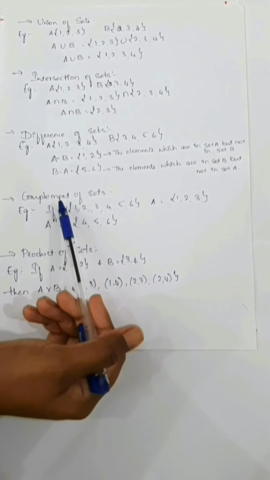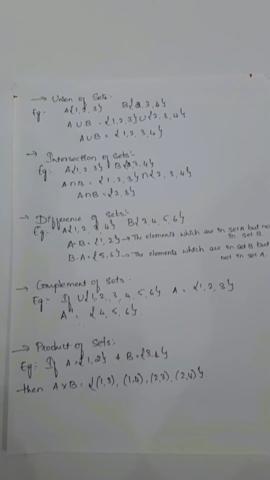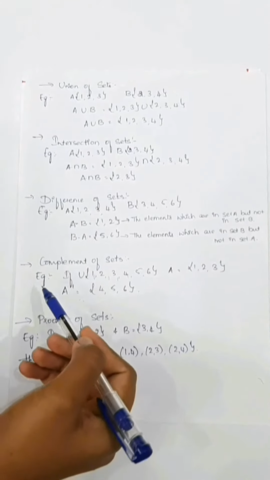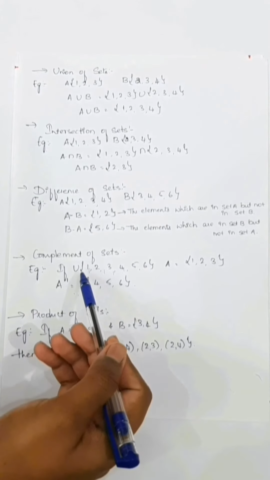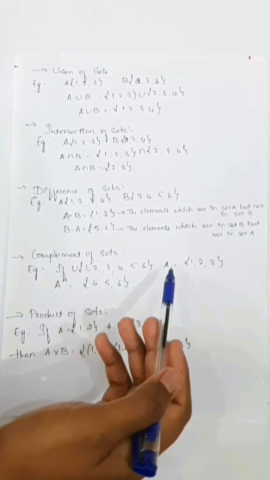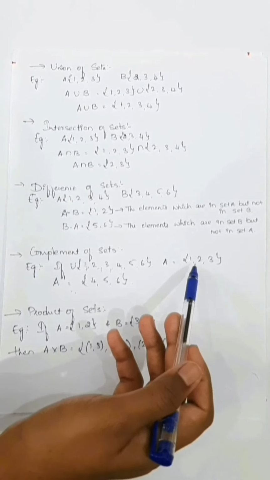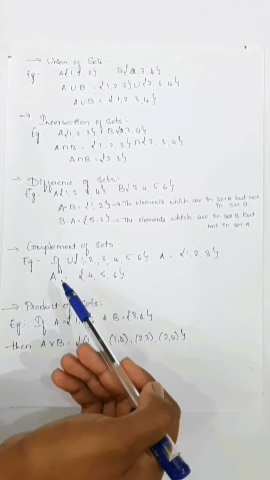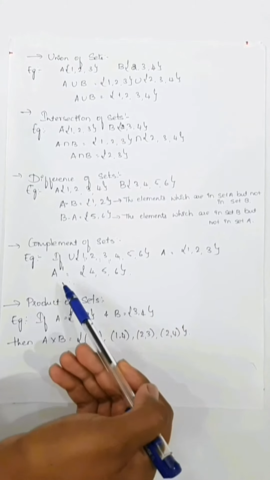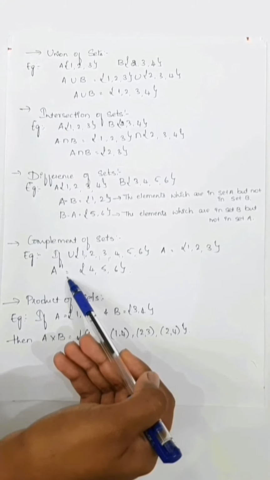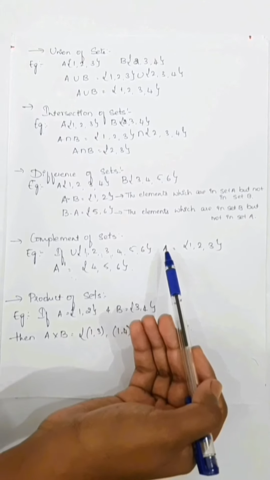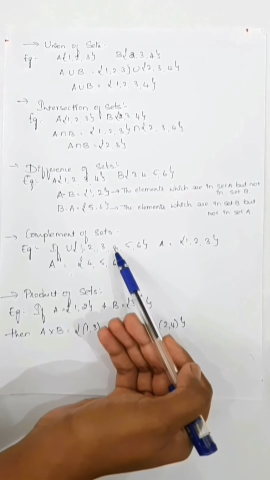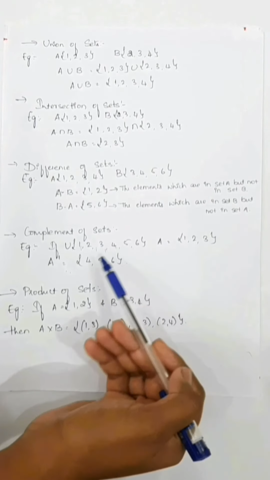Next, complement of set. The complement of set A is a set containing the elements which are found in U but not in set A. Example, if universal set is 1, 2, 3, 4, 5, 6 and set A is 1, 2, 3, we have to not consider the set A in the universal set, but we have to write the remaining elements from the universal set. So that is called the complement. Now A complement is 4, 5 and 6 because set A is 1, 2, 3 and universal set is 1, 2, 3, 4, 5, 6. We have to write the remaining 4, 5, 6 as complement.